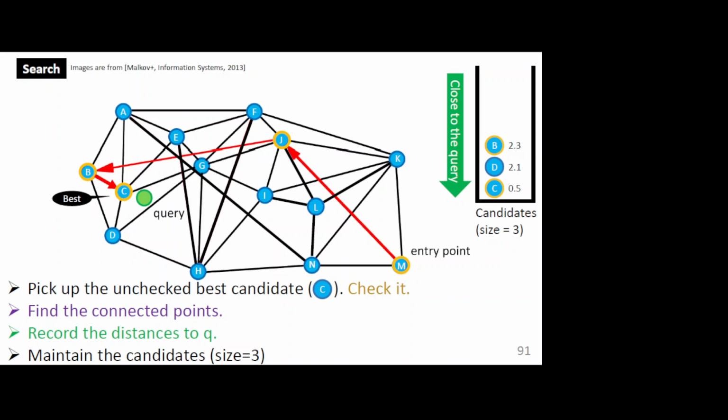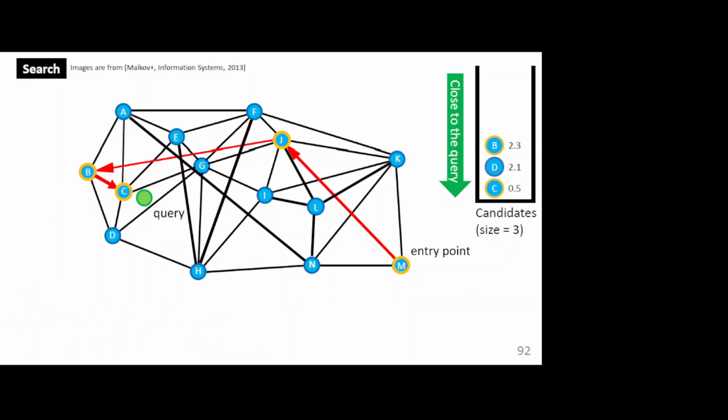Okay, and we see it's not updated. But C is checked. We already checked its neighbors, and the relation to its neighbors, the relation to the query. So although the queue is not updated, C is already checked, and the next to be checked is D, because D is not checked.